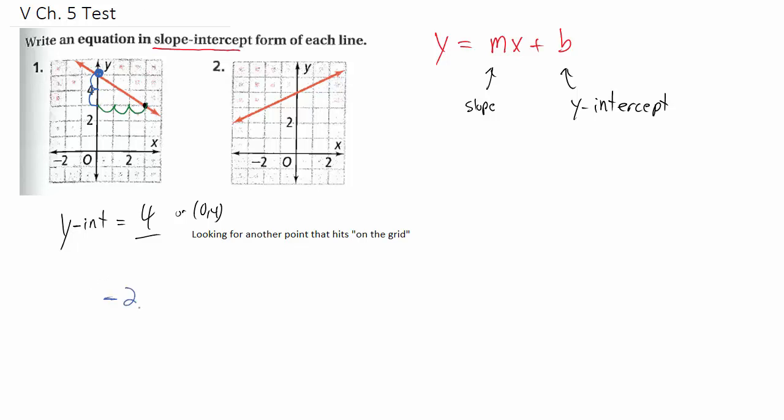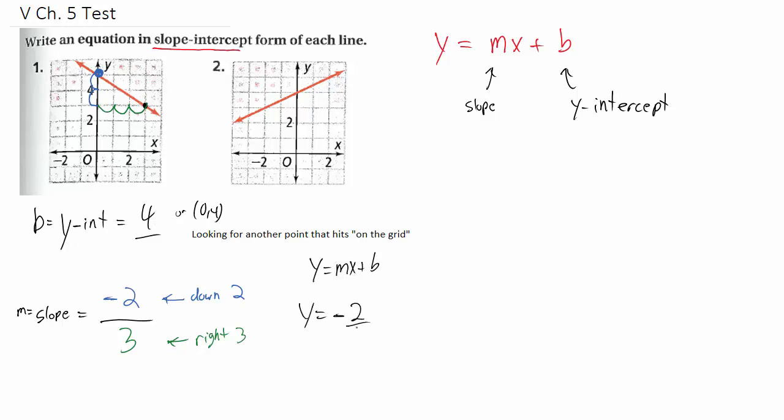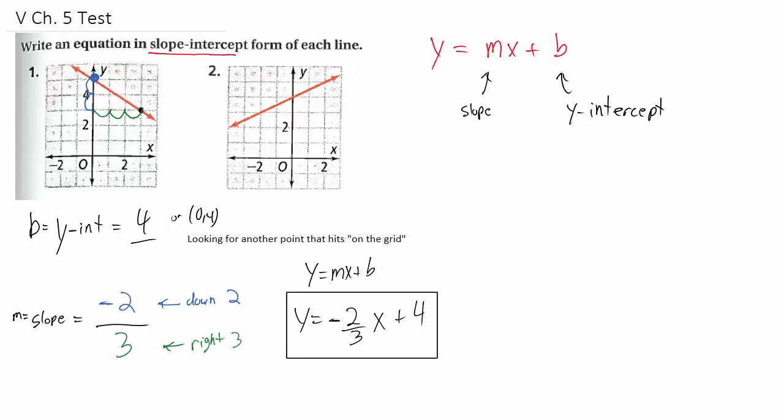And then the slope, you just find two nice points. If you go down 2 and over 3, you get another point. So y would be equal to negative 2/3 x plus 5, not plus 4. So you write it in slope-intercept form. You plug the slope in where the m is and the y-intercept, which should be 5, where the b is, and that's the first equation.